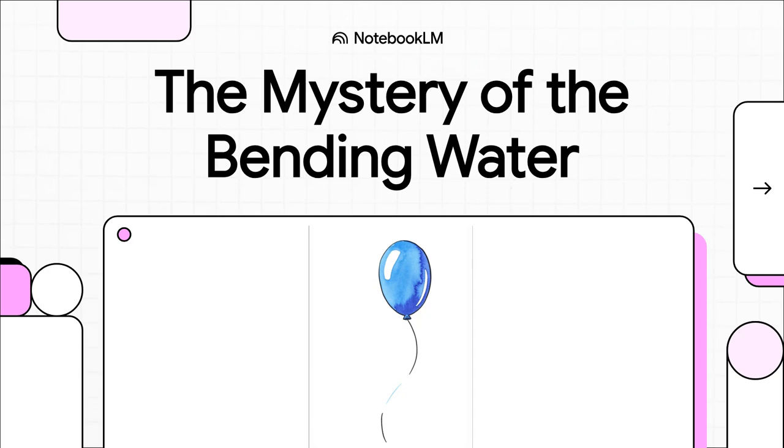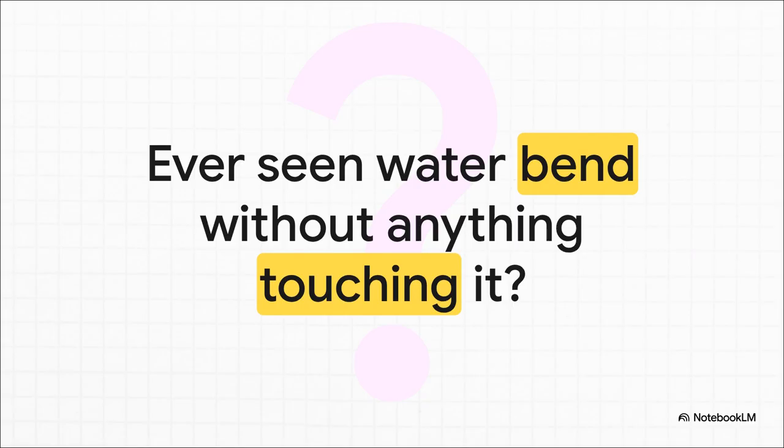All right, let's jump right into today's explainer. We're tackling something that honestly looks like straight-up magic: how you can bend a stream of water without even touching it. And to figure that out, we need to dive into one of the most important ideas in all of chemistry, molecular polarity.